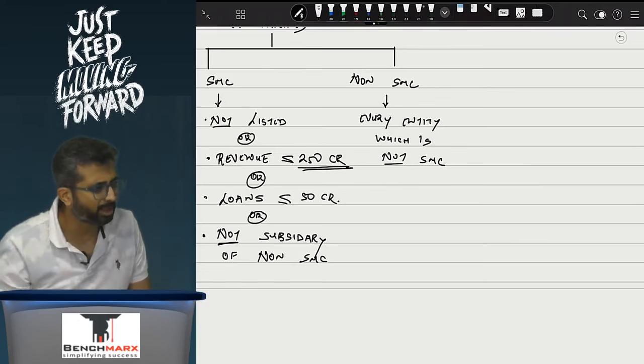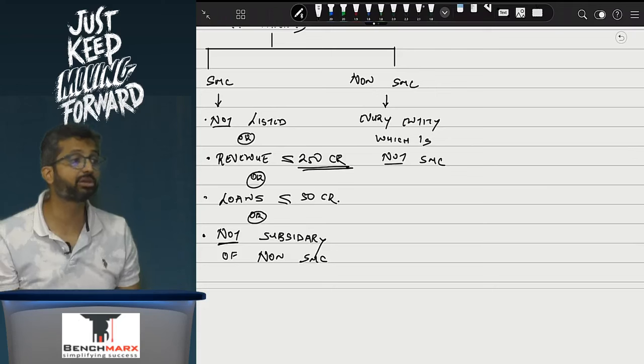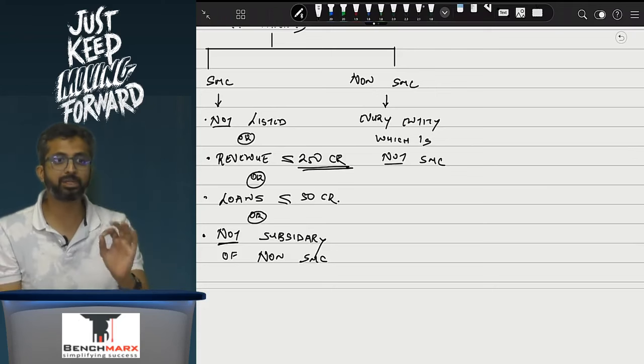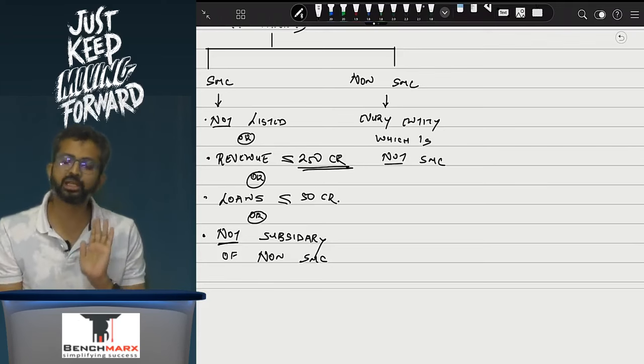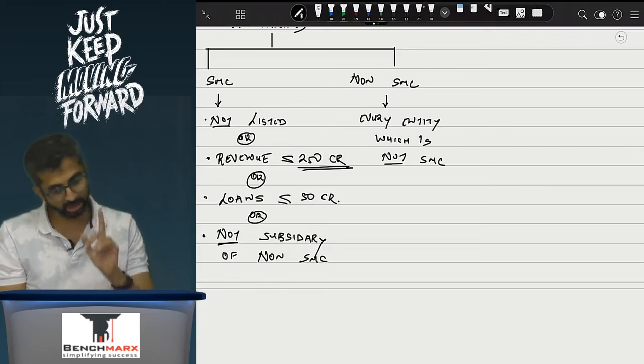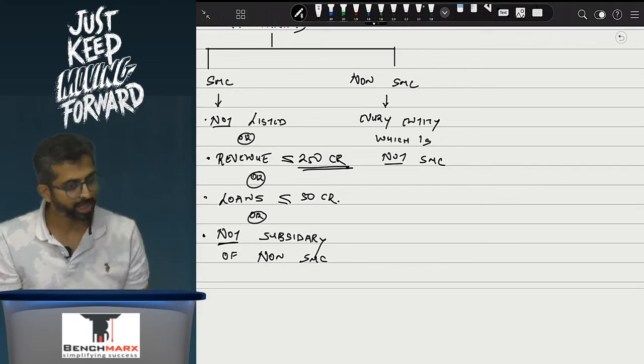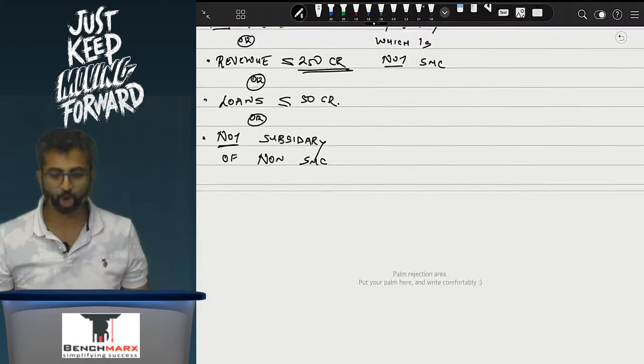Don't prepare segment report. All of these relaxations will be given to whom? Will they be given to SMCs or non-SMCs? Smaller the entity, more the relaxation. Bigger the entity, more the compliance it has to do. Are we clear with this? So, there will be a lot of relaxations.